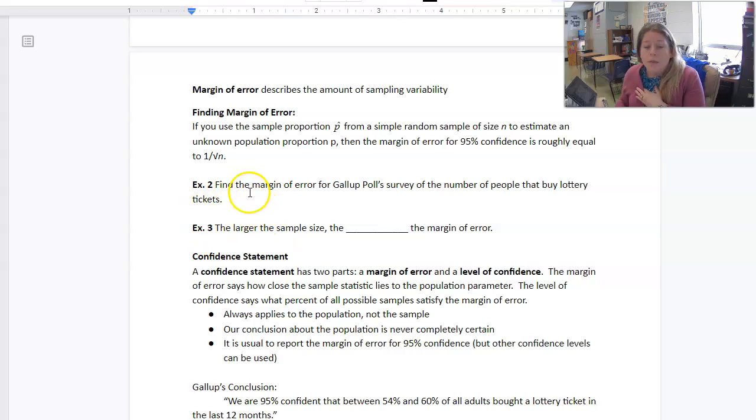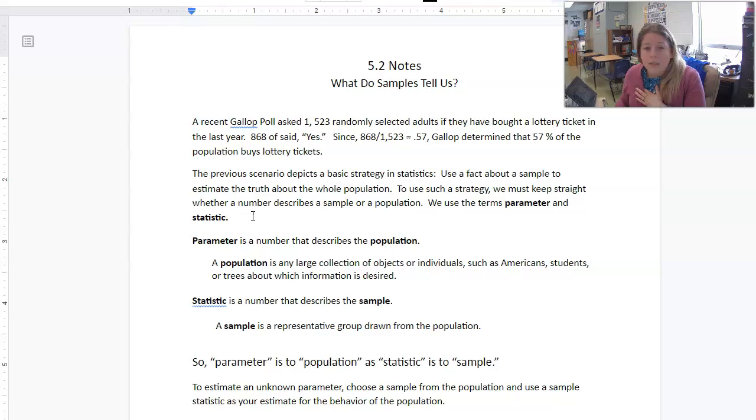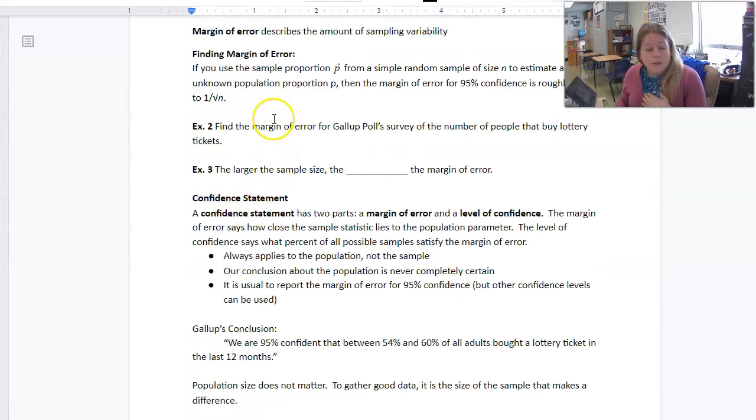So we're going to do 1 divided by the square root of n, and n is the sample size. So our sample size for the Gallup poll was 1,523. So the margin of error is 1 divided by the square root of 1,523. And you can change that to a decimal. 1 divided by the square root of 1,523, and you get 0.025, which is 2.5%. So the margin of error was 2.5%, which means within going up 2.5 or down 2.5, in that range, we're accurate.